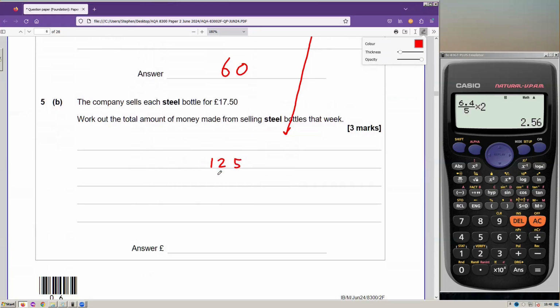Each bottle makes £17.50. So times £17.50. Okay, and we can use the calculator.